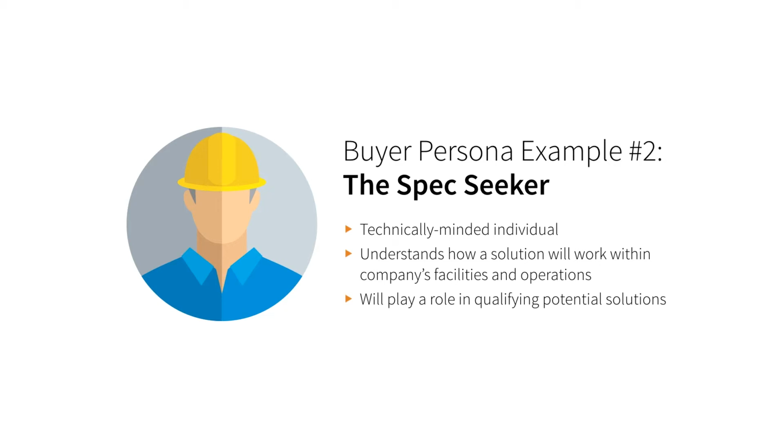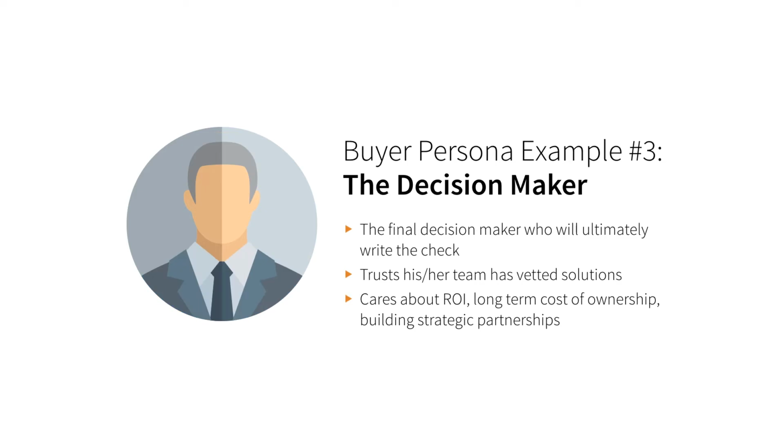A second example persona is the person we call the spec seeker. This person is often an engineer, a plant manager, or some technically minded individual. And the spec seeker often has the technical expertise to understand how a solution will work within the company's facilities and operations. He or she is certainly going to be involved in terms of evaluating the options brought to the table by that previous persona, the information gatherer.